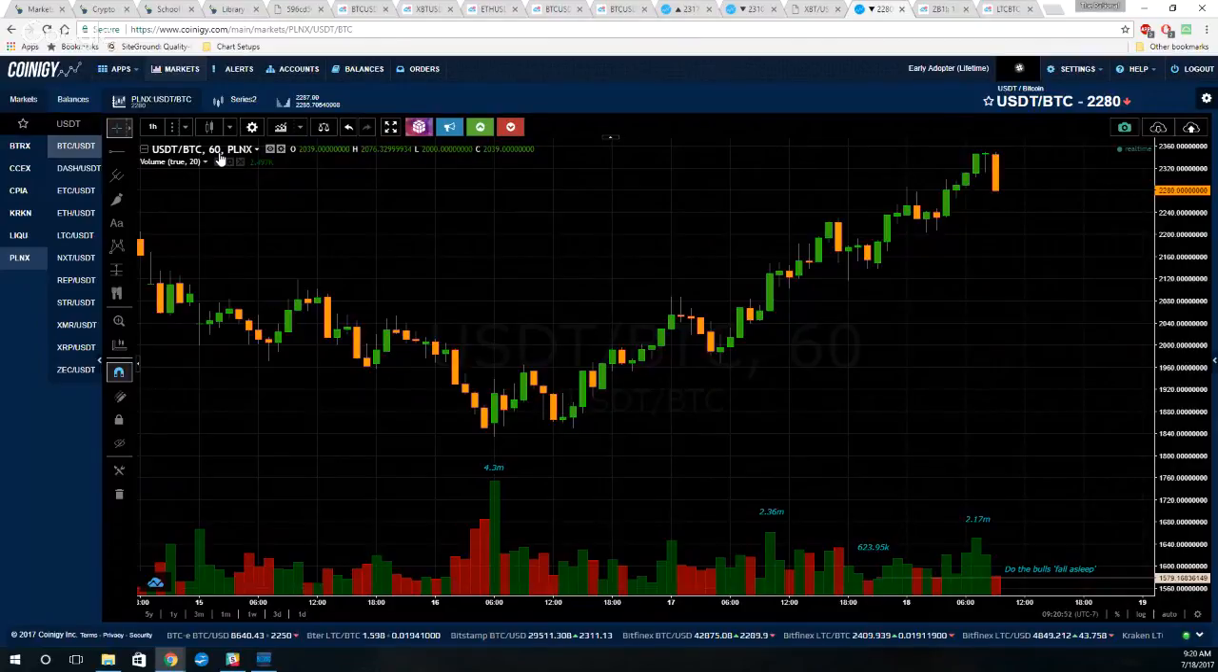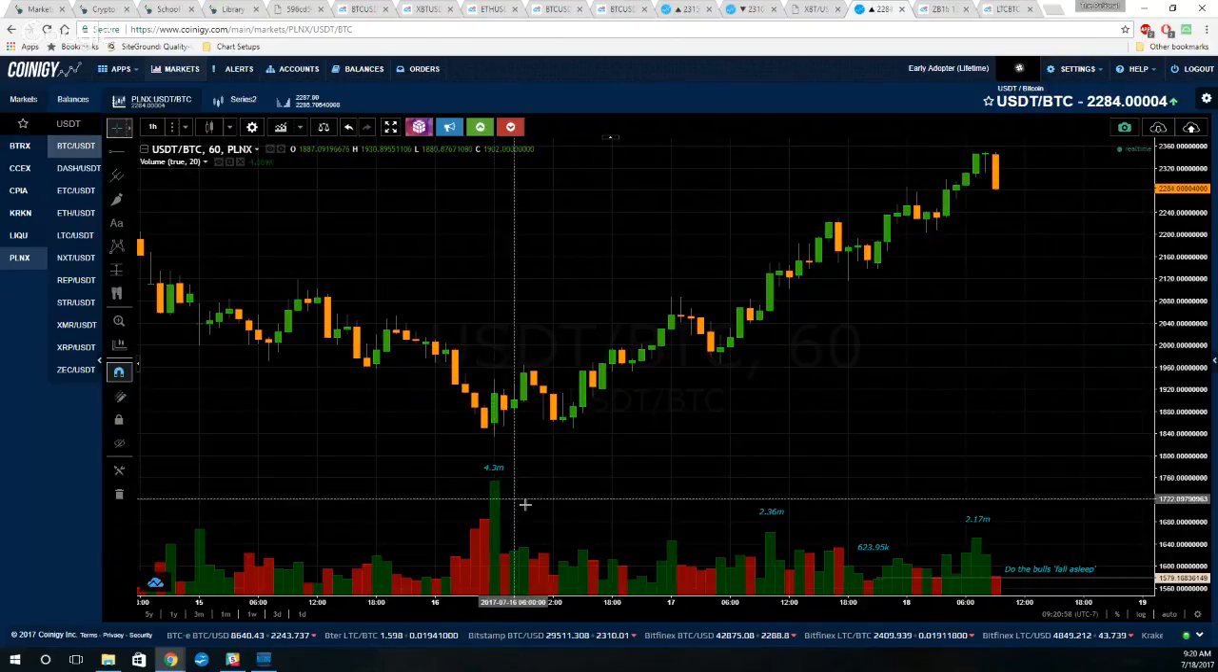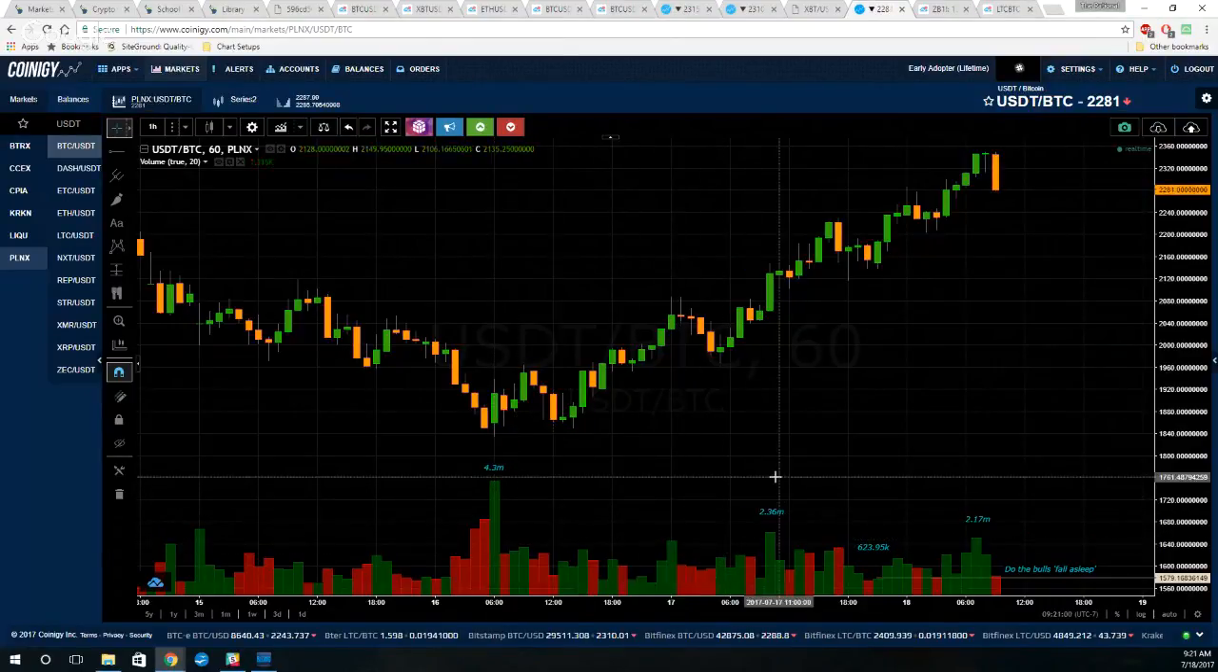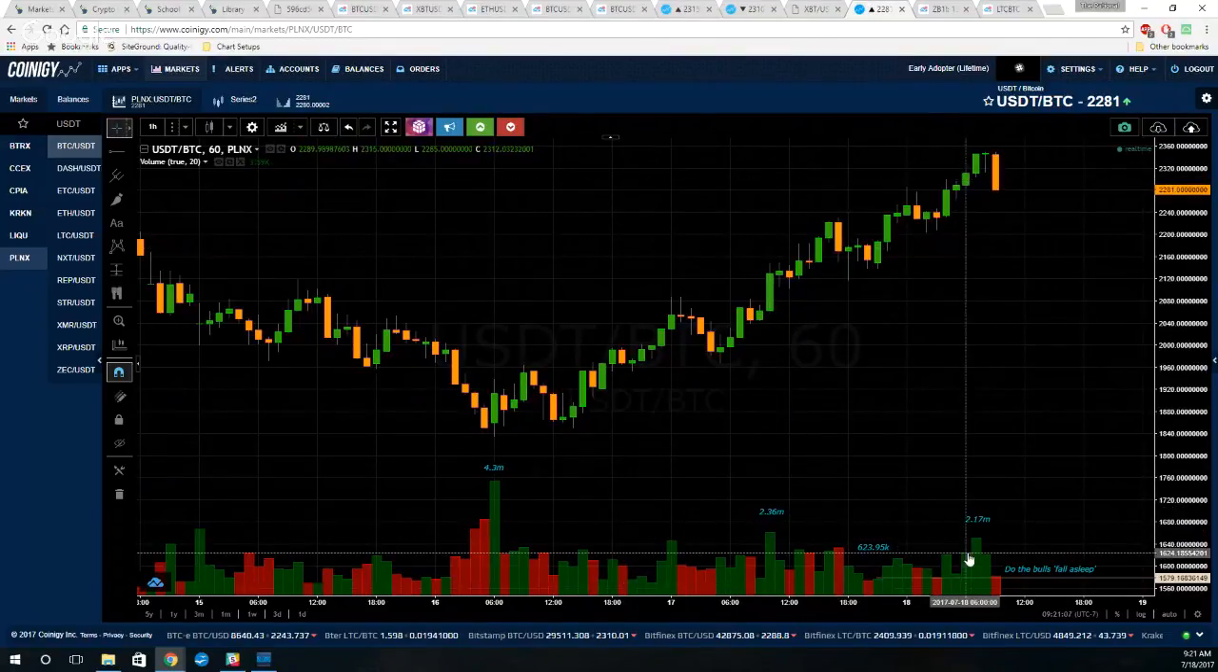And can everybody see these bars here? Do you see how the bulls did 4.3 million here. Then on the next surge up, right, they did 2.36 million. And then on this surge up here, 2.17 million. Everybody see that?